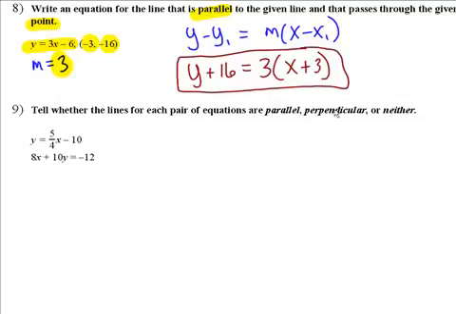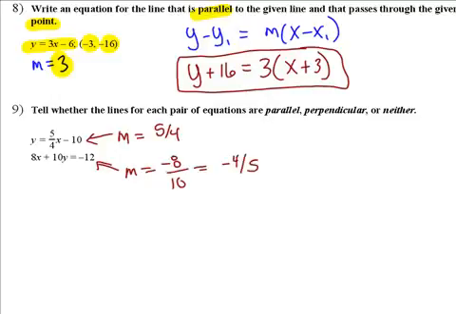Number 9, we just have to determine if they're parallel, perpendicular, or neither. So let's take a look here. What's the slope of the first line? Anybody? 5/4. Let's see if we can get the slope of the second line. I need the opposite of A, so that would be -8, over whatever B is, and that's 10. Let's reduce that. That's -4/5.